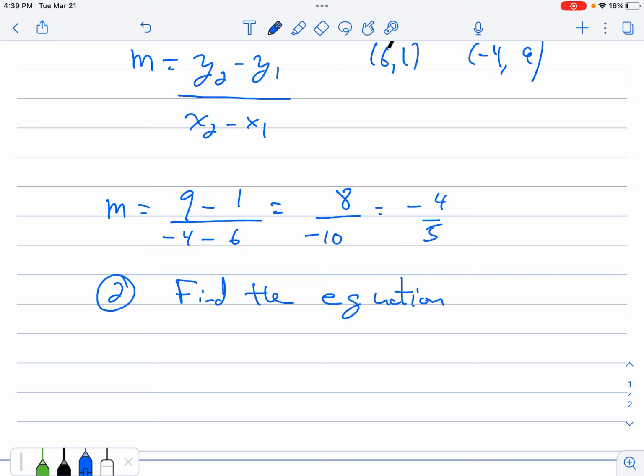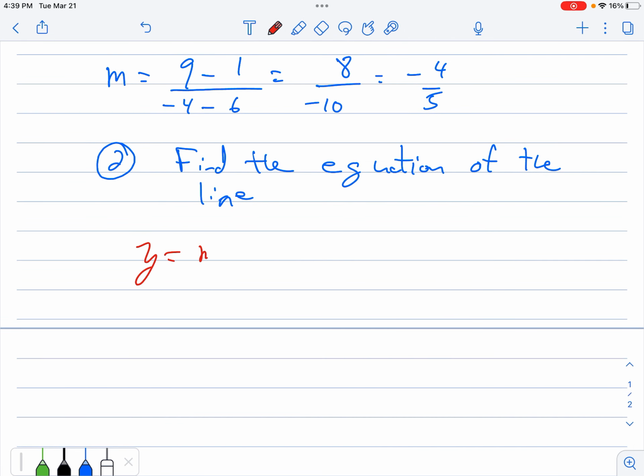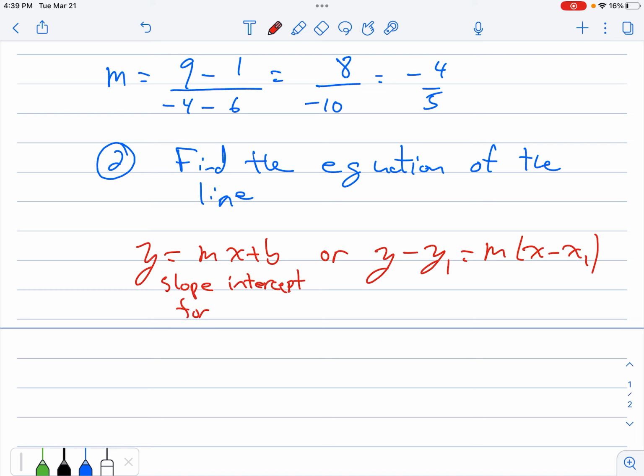You have two options here. You have the line y equals mx plus b, or y minus y1 equals m times x minus x1. This is what we call the slope-intercept form. And this is what we call the point-slope form. Either one works to find the equation of this line.